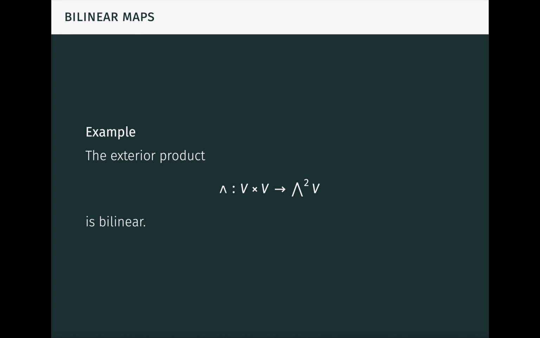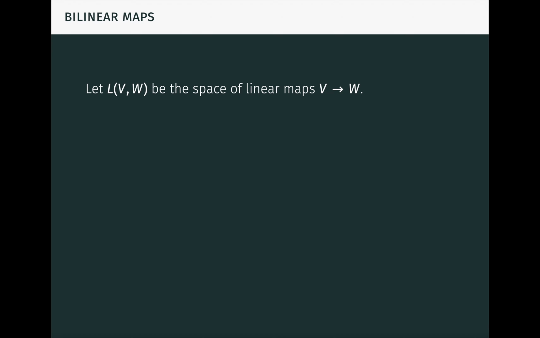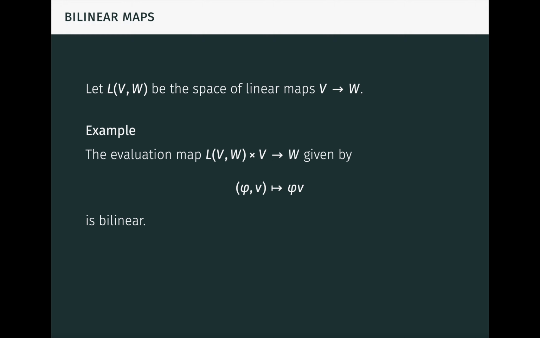For a final example, let L(V,W) denote the vector space of linear maps from V to W, where addition and scalar multiplication of maps is defined pointwise. Then the evaluation map, which sends a linear map and an input vector to the corresponding output vector, is bilinear. This follows directly from linearity together with the definition of addition and scalar multiplication of maps. In particular, taking W to be the field F, it follows that the scalar product between a vector space and its dual space is bilinear. This scalar product is central to the study of duality in linear algebra, which I cover in depth in another video.